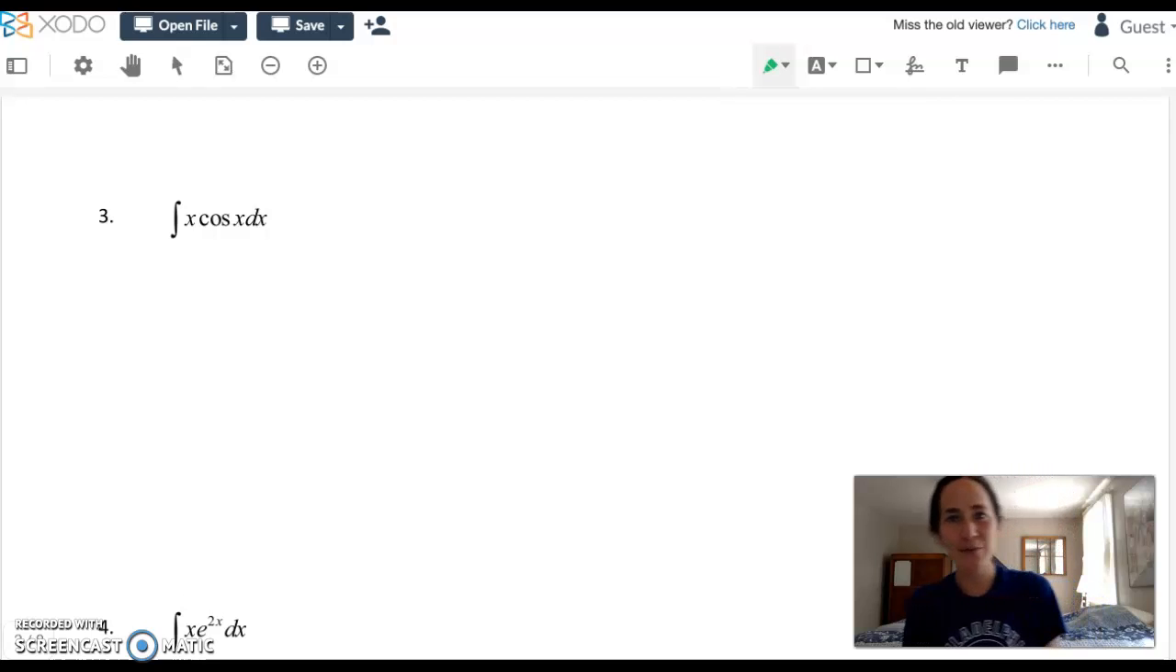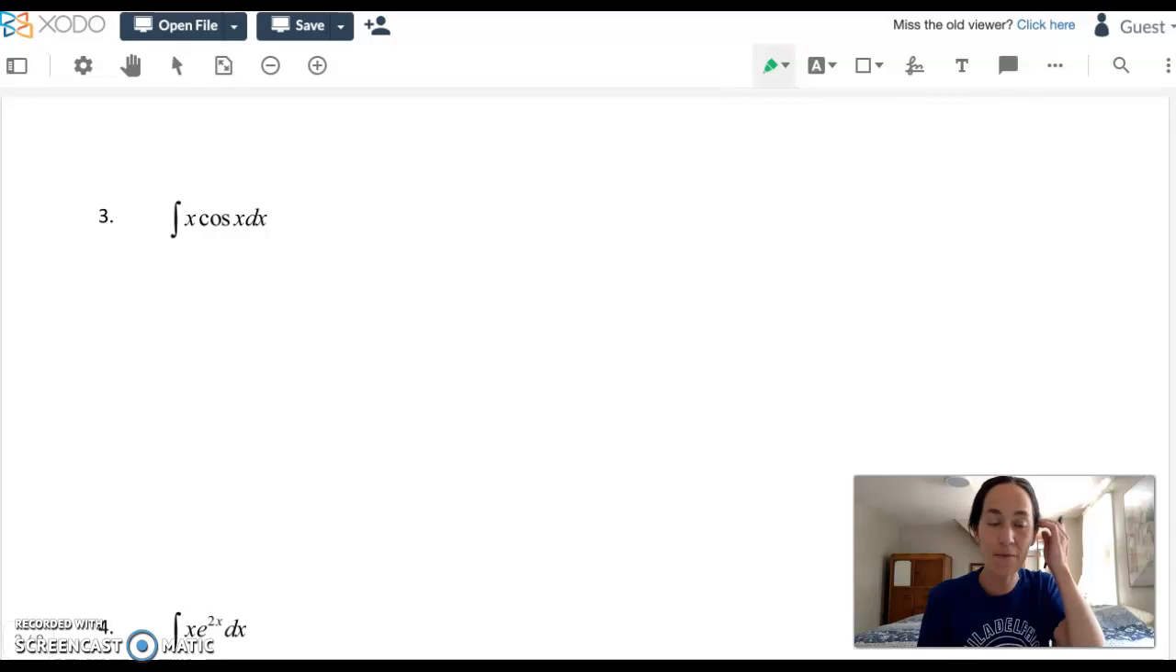It is calc time yet again. We're in the integration by parts packet, starting at the top of page 3 for day 2 on this topic.